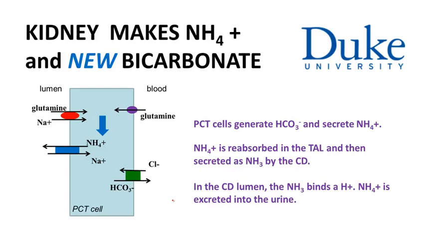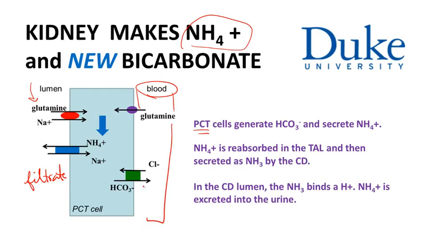So the first is it's going to make the ammonium ion. And it does that in the proximal convoluted tubule. So here in the proximal convoluted tubule, which is the very first region of the renal tubule, we have glutamine, which is freely filtered. This is an amino acid. It's freely filtered and it enters into the filtrate. We also can have glutamine enter into these cells from the blood. And this is, of course, our peritubular capillary.